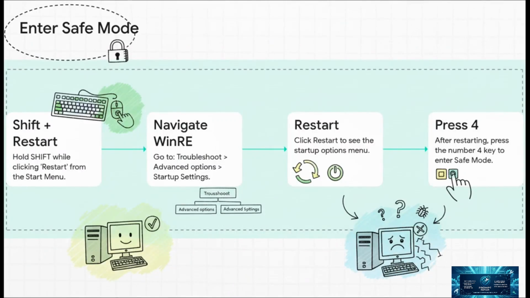Getting into Safe Mode is pretty straightforward, but here's the real magic, the key takeaway. If your computer runs perfectly in Safe Mode, but it's a crashing mess in normal mode, you can be almost 100% certain that a third-party program is the culprit. It's either a bad driver or some software that's loading at startup. You've just narrowed down the list of suspects immensely.